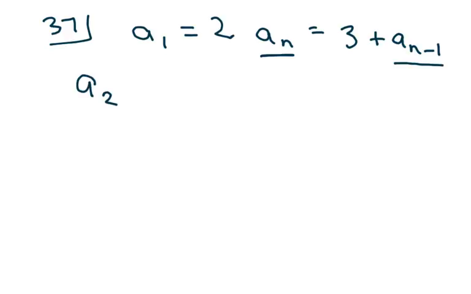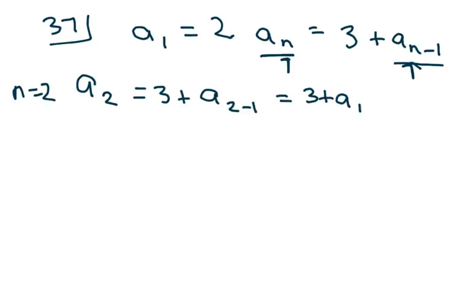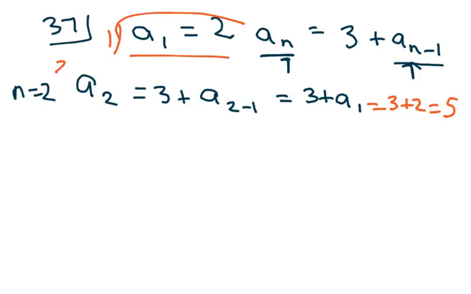now if you notice, my n equals what? 2. That's my n, so that's what I'm going to put for this n as well. So a sub 2 equals 3 plus a sub 2 minus 1, which is actually 3 plus a sub 1. Well, what is a sub 1? A sub 1 is 2. So 3 plus 2 equals what? 5. Now, we already know a sub 1, so we already have our first term. That's 2.